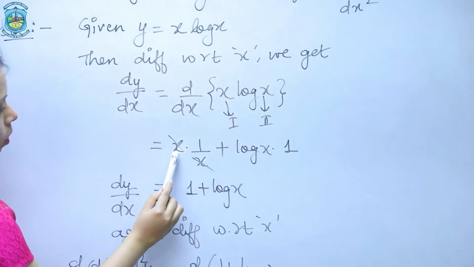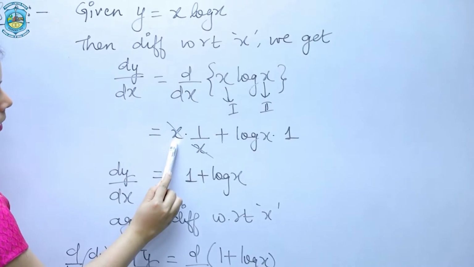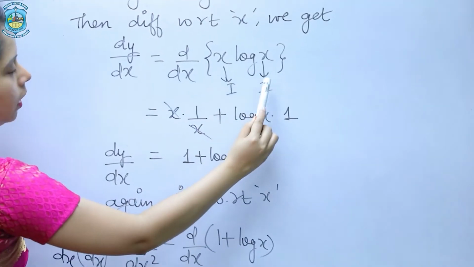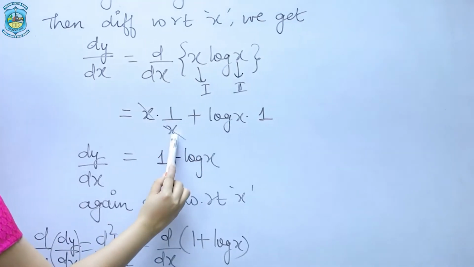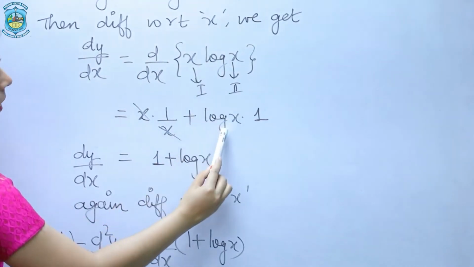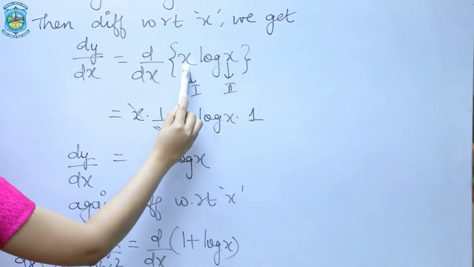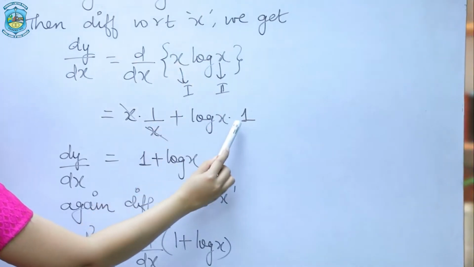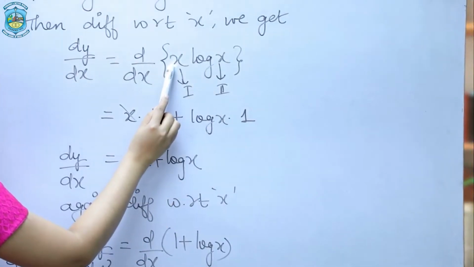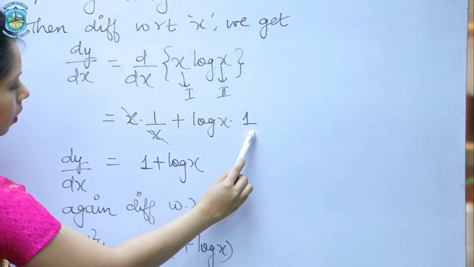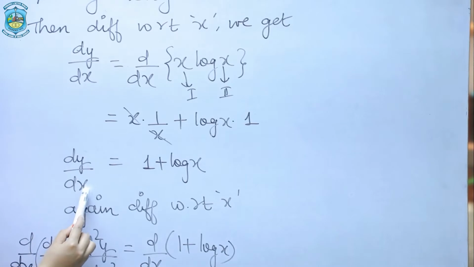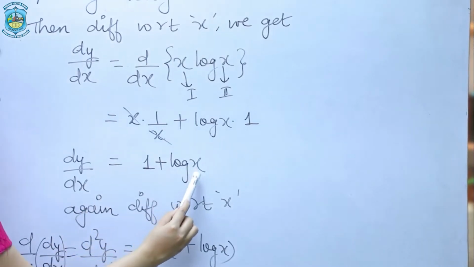So, by the product rule, the first function is kept as it is, times the differentiation of the second. Here the second function is log x, so the differentiation of log x is 1 by x, plus the second function is kept as it is and we differentiate the first function with respect to x. The first function is x, and when you differentiate x with respect to x, we get 1. So, the value of dy by dx is 1 plus log x.